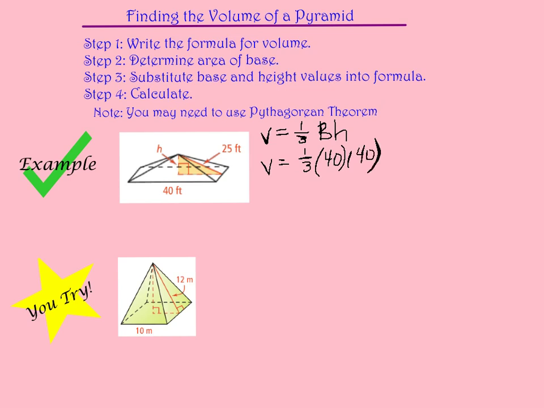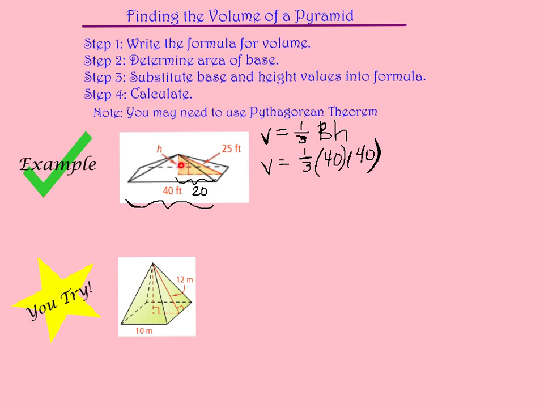Now to find the height, though, I need to use the Pythagorean theorem here. Now if this whole length is 40, then I know half of it is going to be 20. And I know it's half because this segment right here is my altitude, because height refers to the length of your altitude, and altitude goes from the vertex to the center of your base. So I know this is right in the middle. So I do know that this is 20, and it's given to me that the slant height is 25.